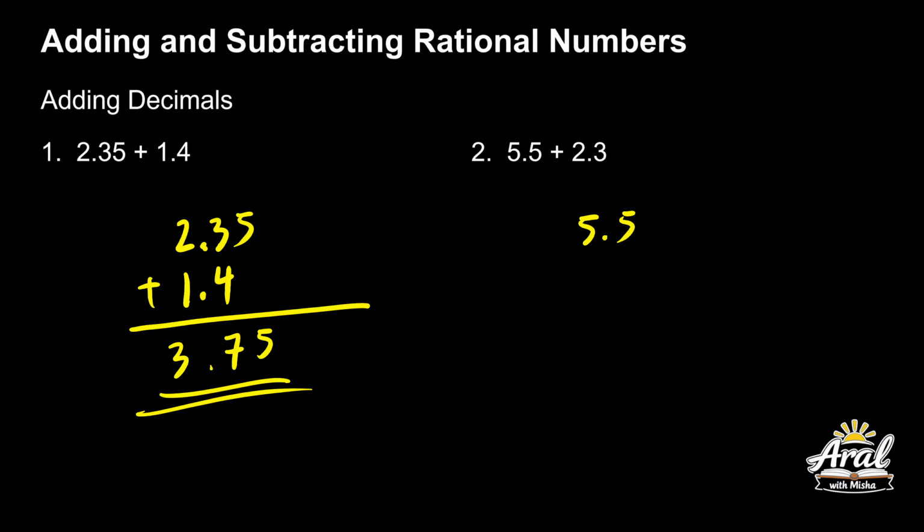So 5.5 plus 2.3. 5 plus 3 is 8. 5 plus 2, that's 7. So the answer is 7.8. Okay?